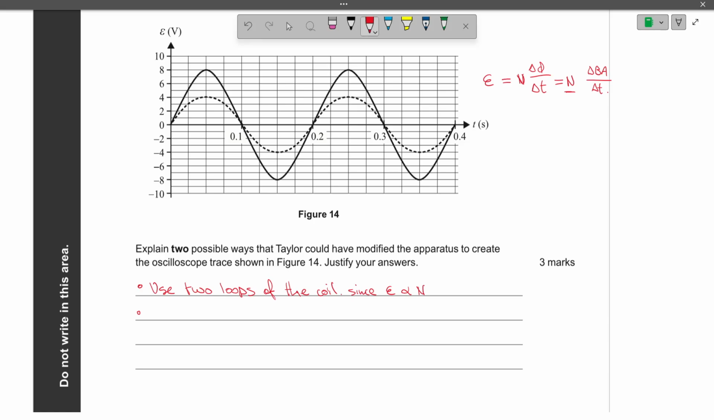Let's just say we double the magnetic field strength. Okay, so we double the magnetic field strength B, again, since EMF is proportional to B. Alright.